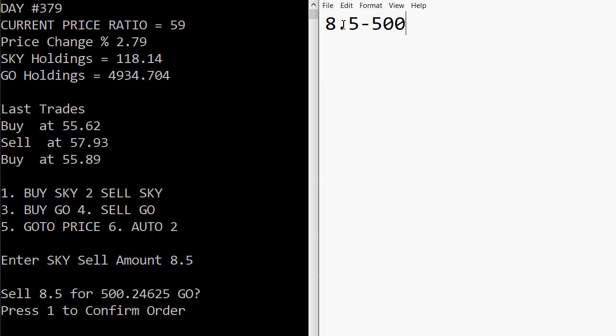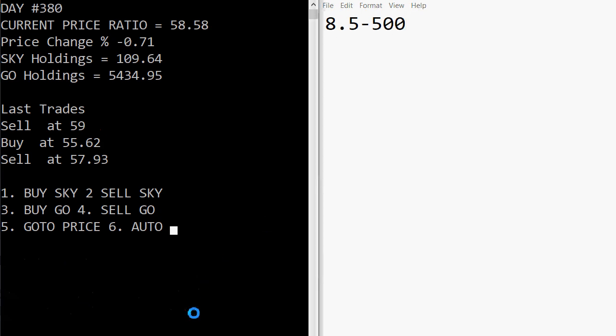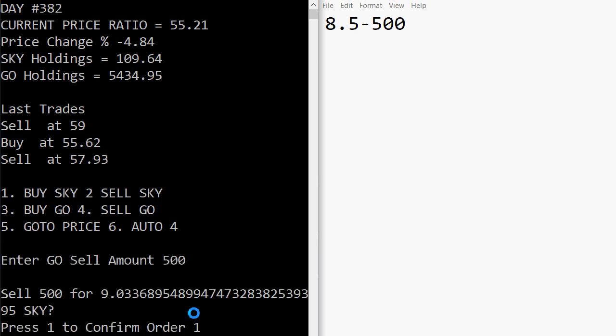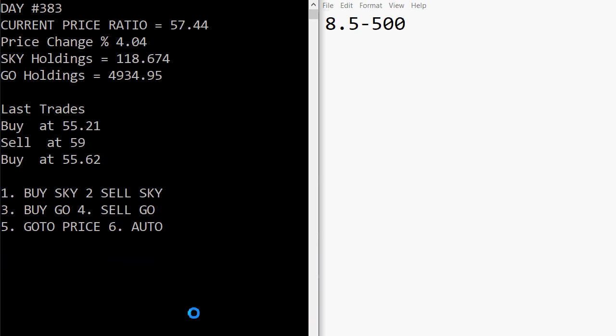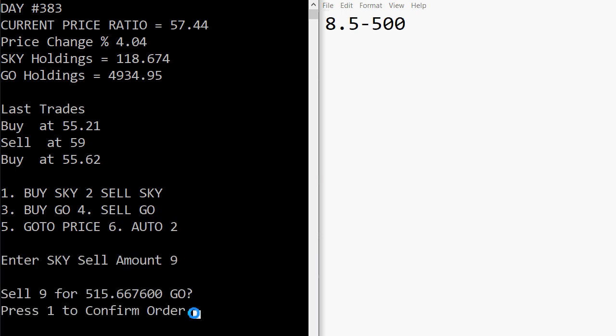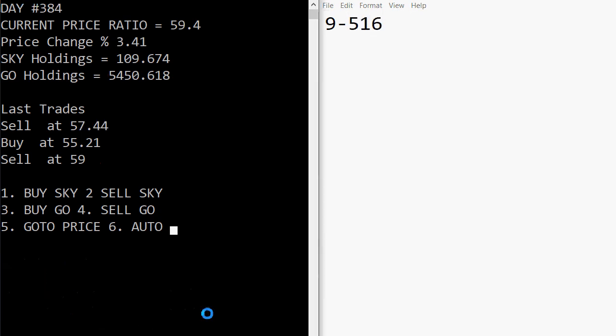And then I would sell the 500 if that's the next play, which it is. So I'm going to sell the 500. That gets me 9. And then it goes up. So I'll sell that 9. And I'll get 516. So I'm just grindingly making these numbers go higher. And then it goes up again.